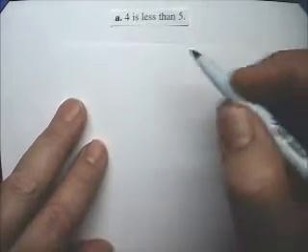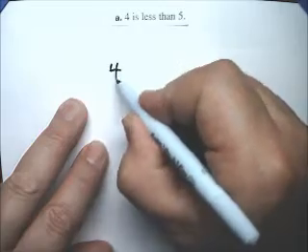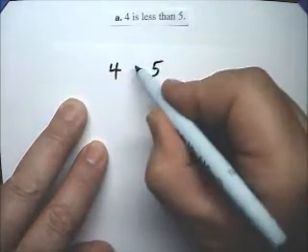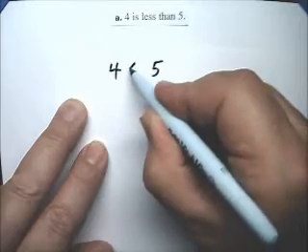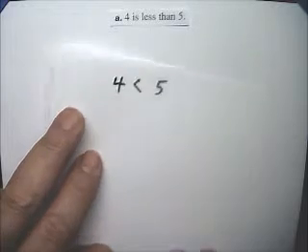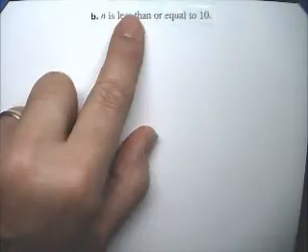Here, 4 is less than 5. Now, the 4 is the lesser number, so the small pointy side goes toward the 4. The big wide open side goes toward the 5, because the 5 was bigger.